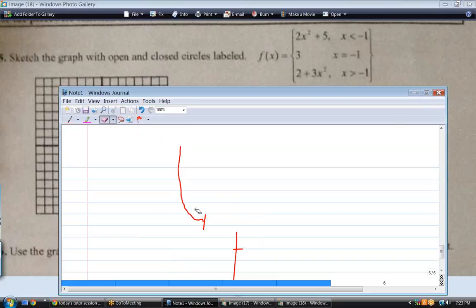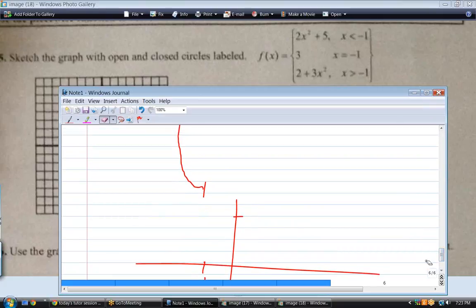Now, as we approach this from the left side, what does f of x approach? What's that value right there? It's like 7, right? Or 5? Does it approach 5? Oh, you were correct. 7 is correct. In other words, you plug in minus 1 for x, square it, you get 1, times 2, you get 2, plus 5, you get 7. That point is 7.